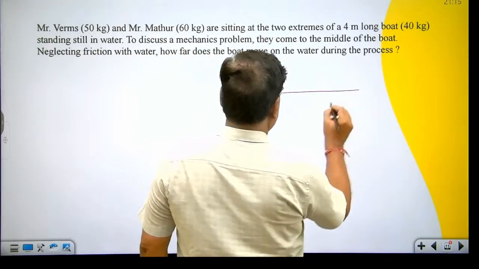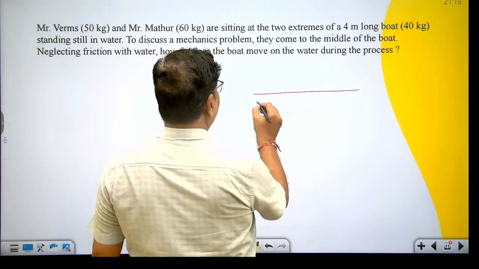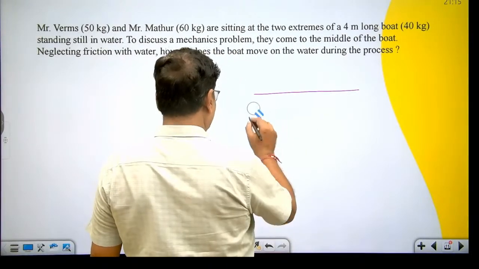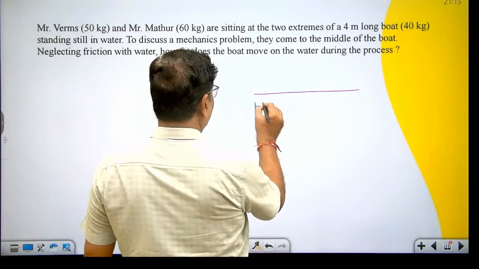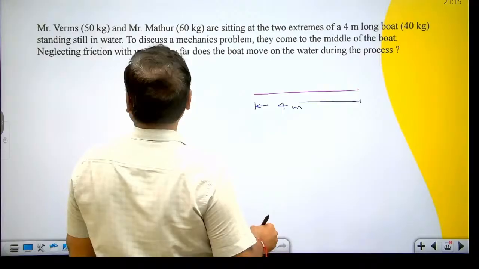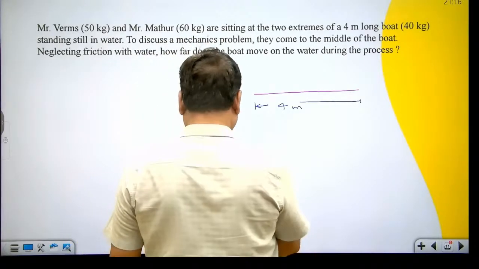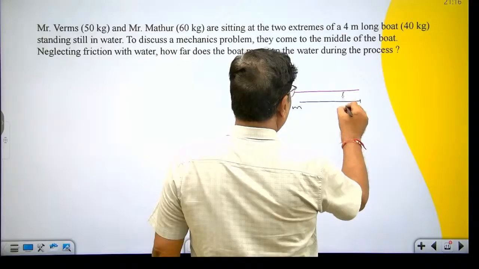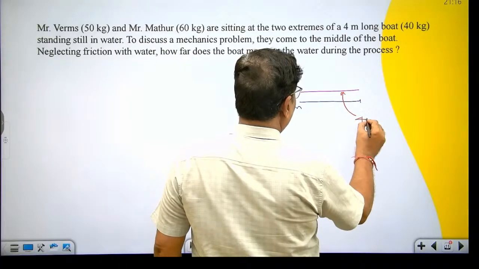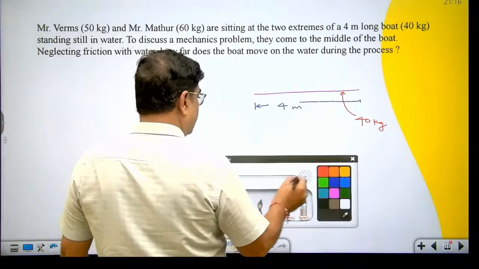This is the situation. This is the boat, this is 4 meter. This is a 4-meter long boat. And the mass of the boat is 40 kg. Let us assume this is Mr. Verma.